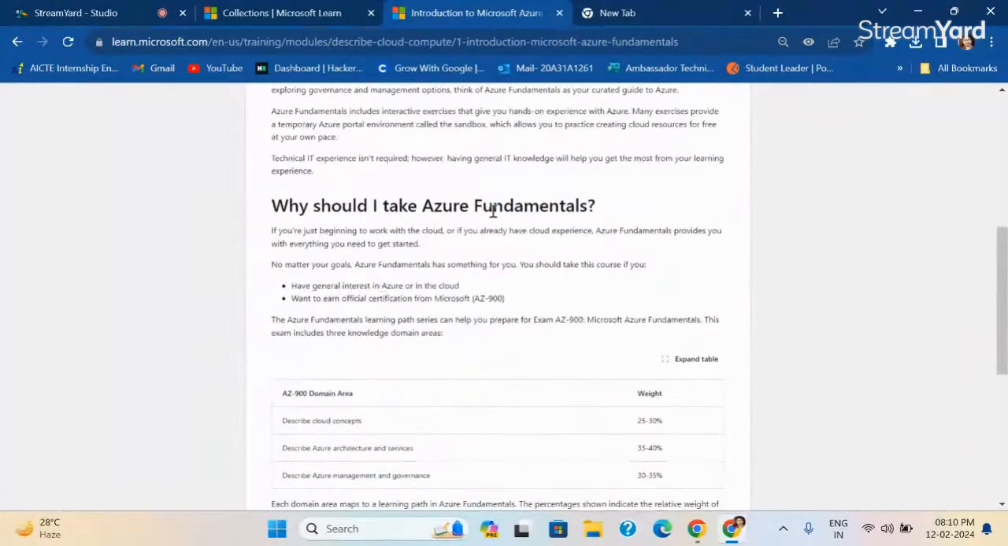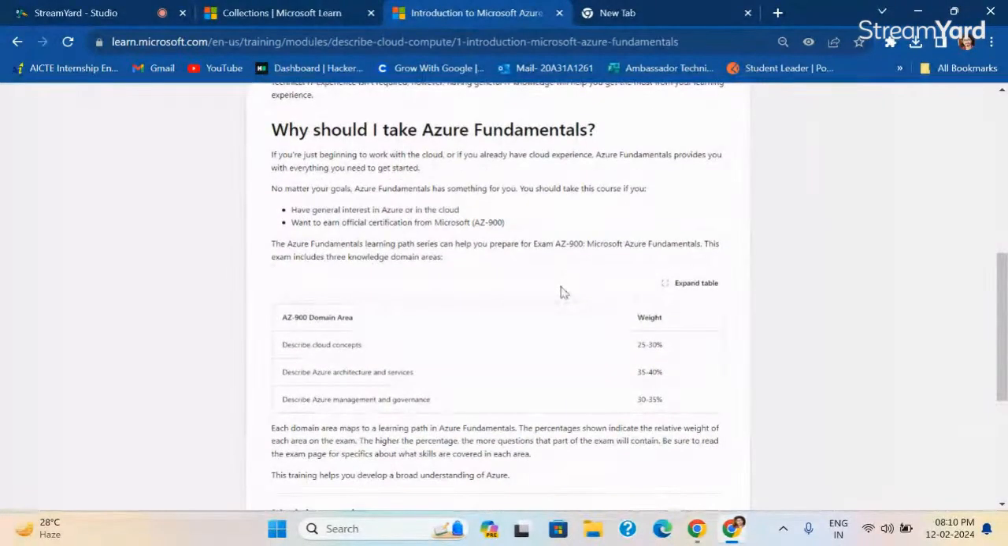So why should I take Azure fundamentals? It will give you an understanding of the cloud concepts, what concepts you need to learn about the cloud, and it will also teach about the architecture. Architecture in the sense of the whole structure of cloud computing and the whole access of cloud computing.